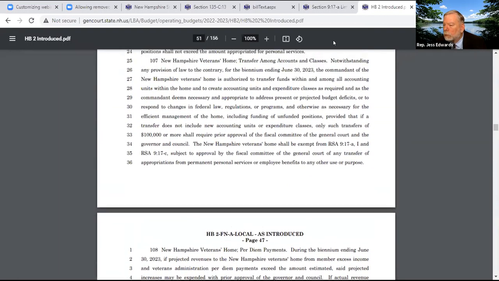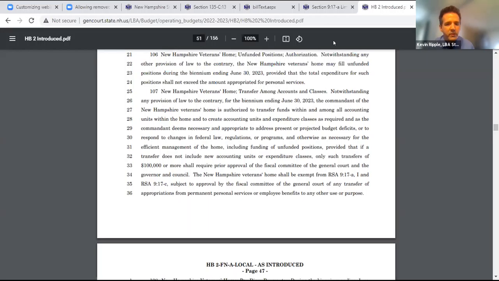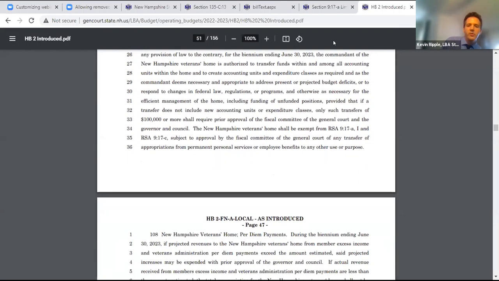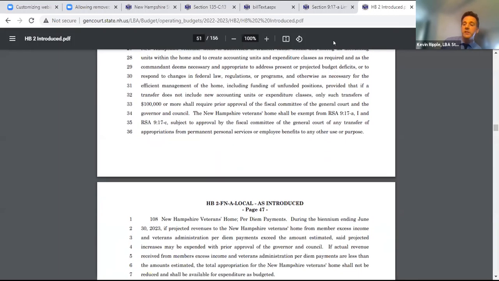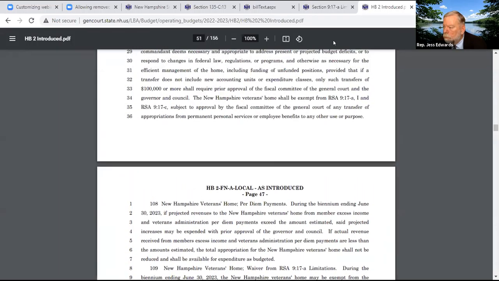Let's summarize that. If you could summarize the special transfer authority, how would you say it in a few words? Well, it gives the commandant broad authority, as you can see here on lines 26 and 27. They're authorized to create accounting units and expenditure classes as necessary to address present or projected budget deficits. So that's unusually broad, but it is authority that they've had over the last several years. All right. Thank you. But they still need to go to GNC for approval of those transfers. What is a GNC? Governor and Council.